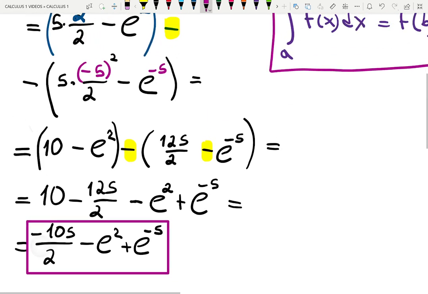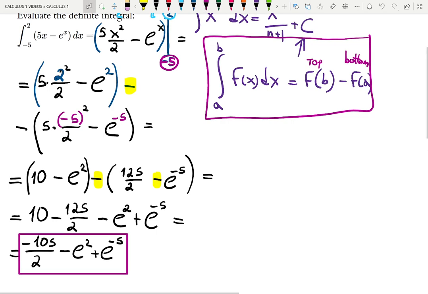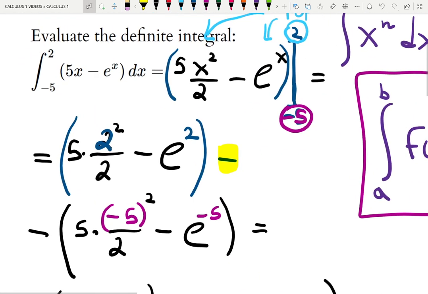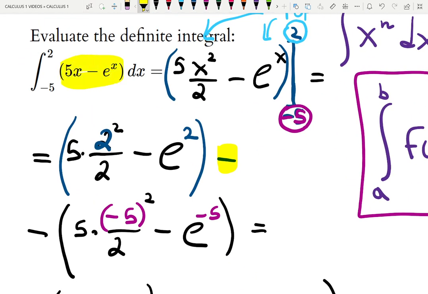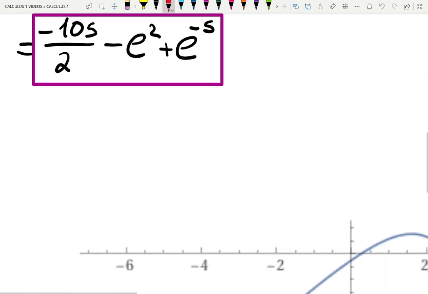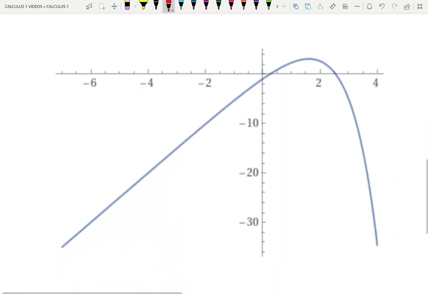Now, this was a nice short example, and I wanted to illustrate for you what we just did. We found the integral of the function 5x minus e to the x from minus 5 to 2. Visually, you can sketch the graph of the integrand, that is the function inside of the integral, 5x minus e to the x, it's in front of you. And now we looked at the area from minus 5 to 2.